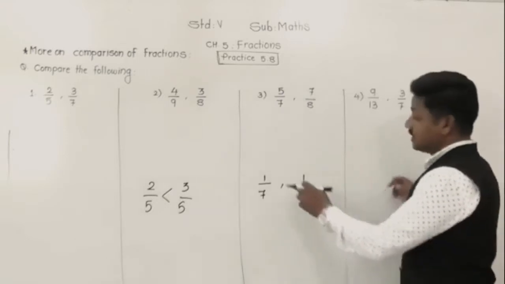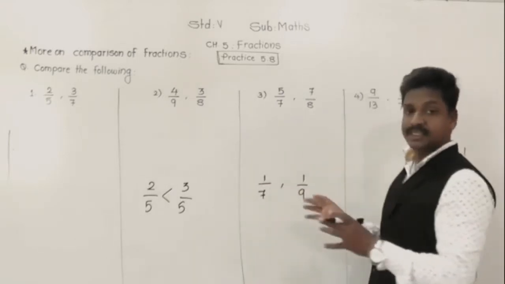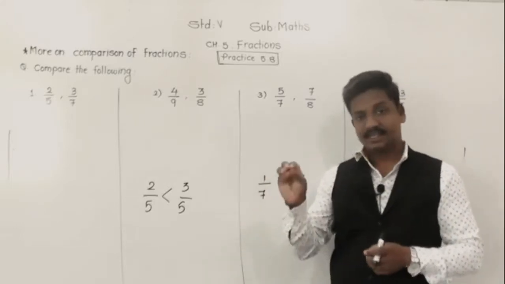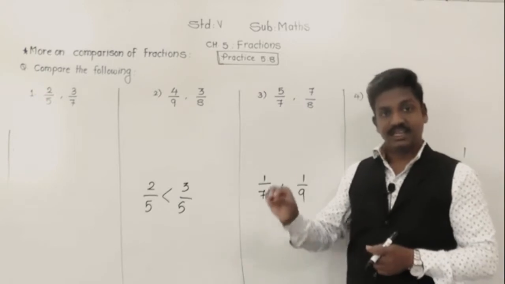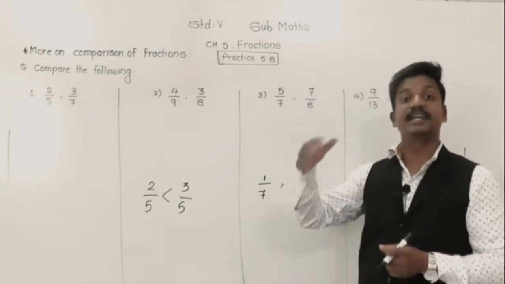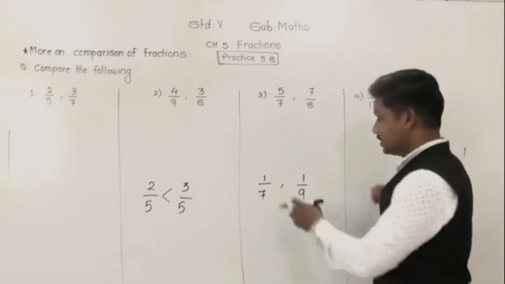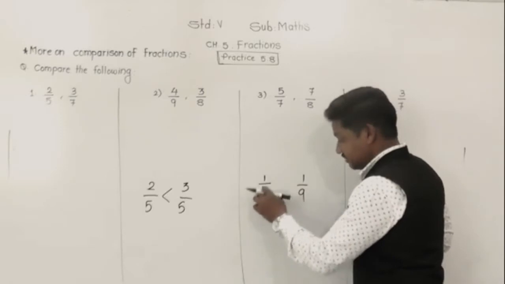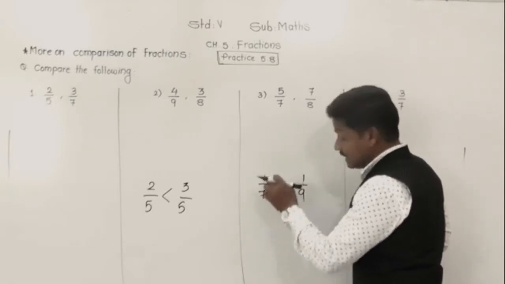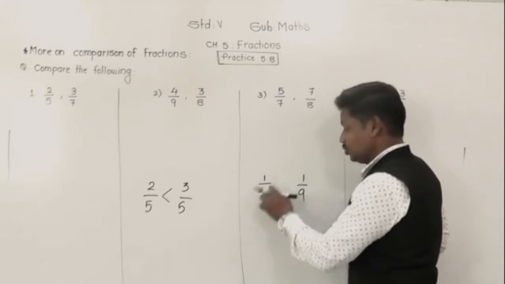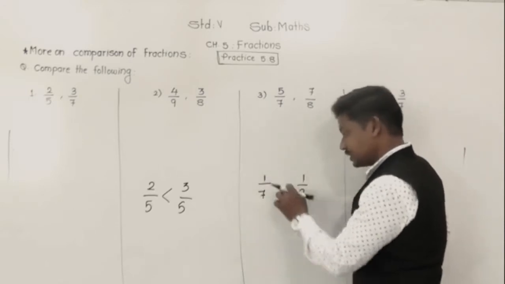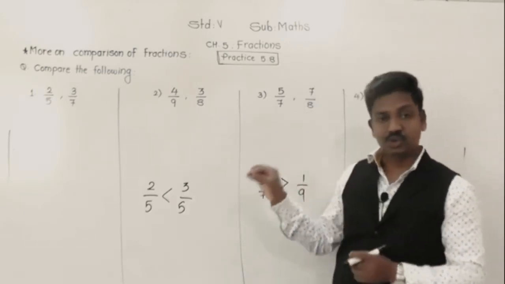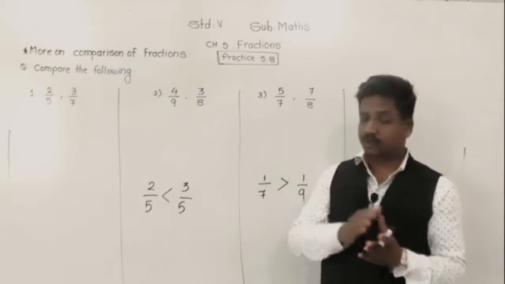Whereas when numerators are same, in that case how to compare? When numerators are same, the fraction having less denominator is the greater fraction actually. Here see 1 by 7 and 1 by 9, which one is greater? This 1 by 7 is having smaller denominator. So this 1 out of 7 is greater than 1 out of 9. Understood? These two rules of comparison we have learned before going on vacation.